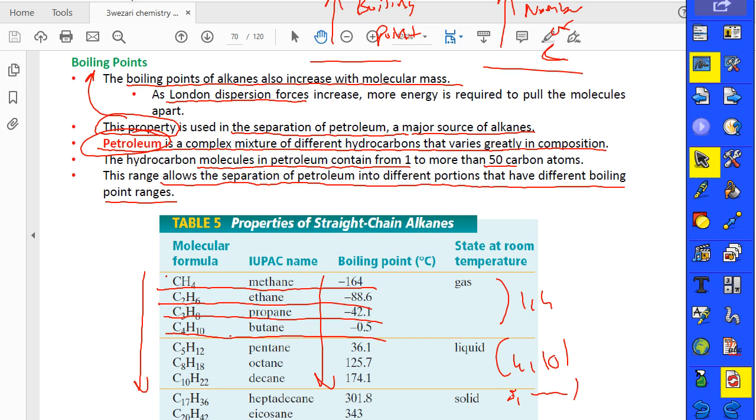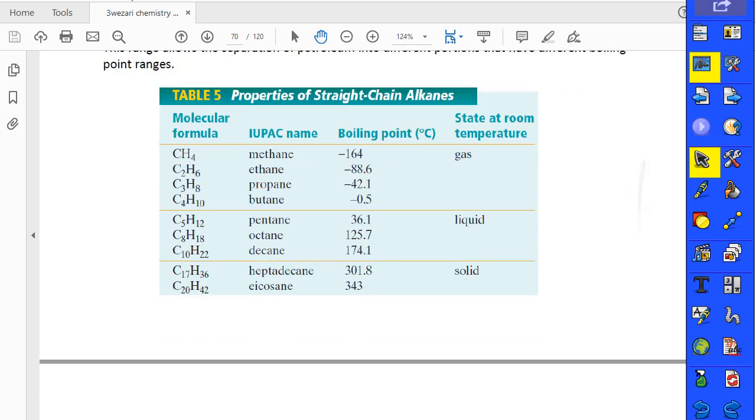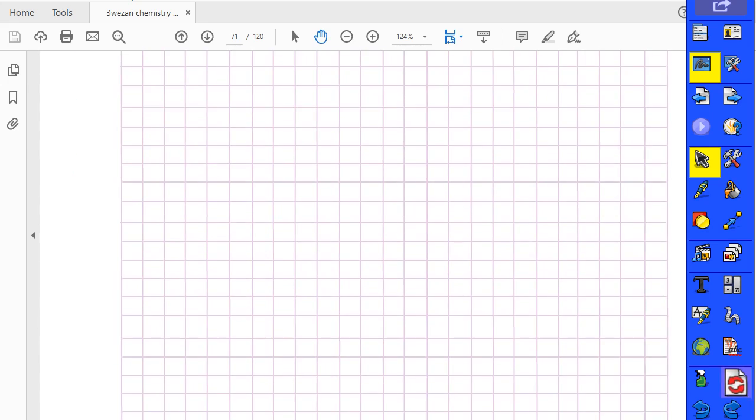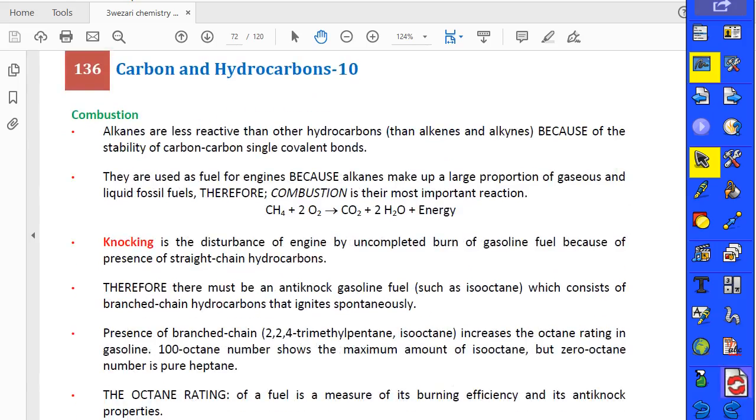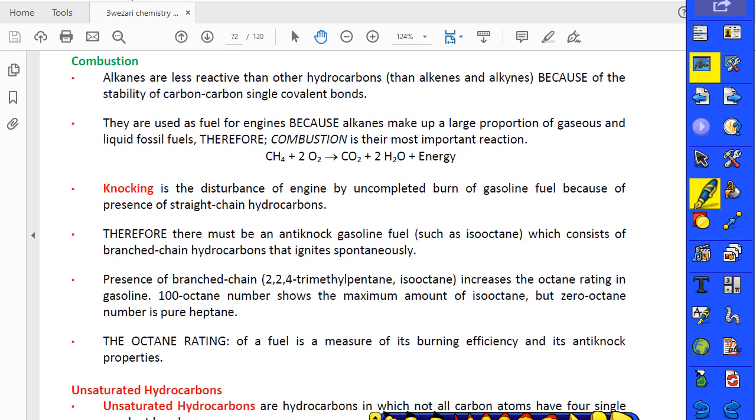Let me continue, guys. The next topic is combustion, I think. Yes, combustion. Guys, as you know, what is combustion? Combustion means burning something with oxygen. Also, we have carbon and we have hydrogen. They can easily burn because of that. Alkane has a combustion reaction.